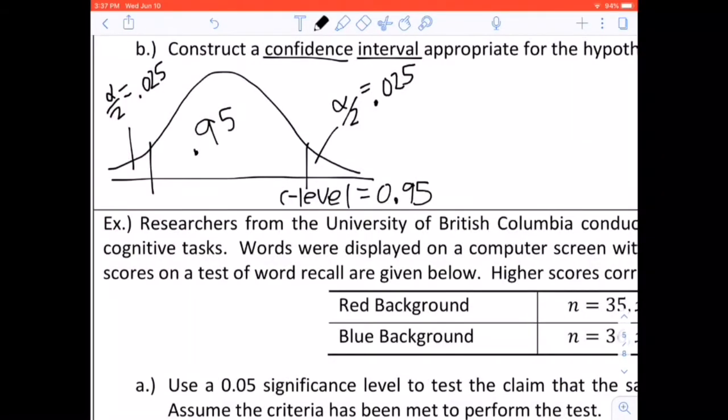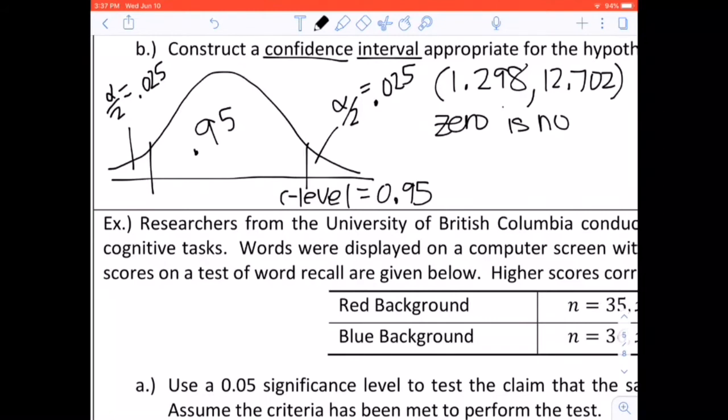From the calculator, we get a lower bound of 1.298 and an upper bound of 12.702. And again, this is where we check to see if 0 is in that interval, and 0 is not in the interval. Since 0 is not in the interval, that means that we are going to reject H naught.